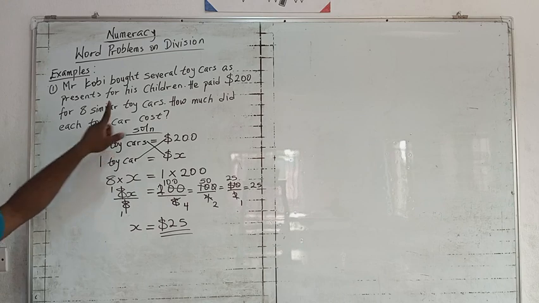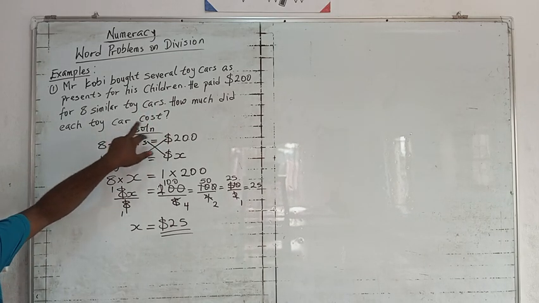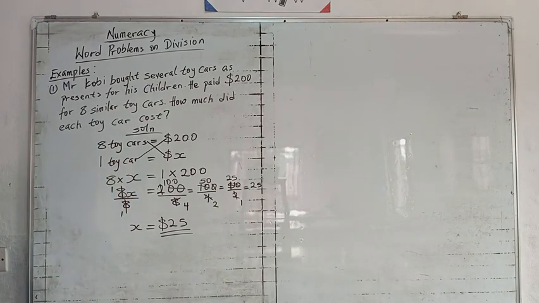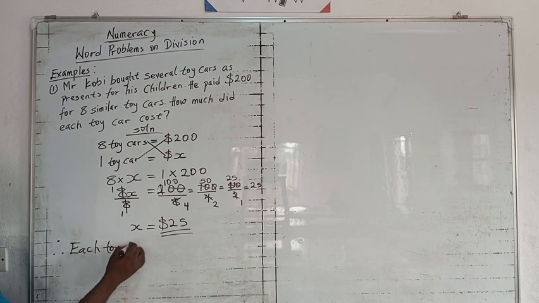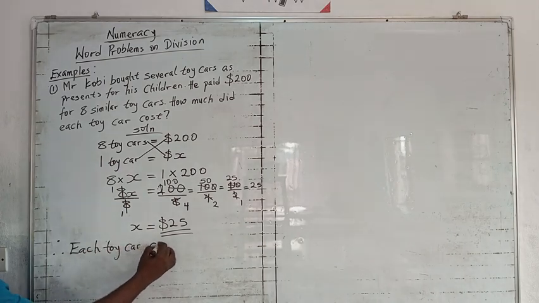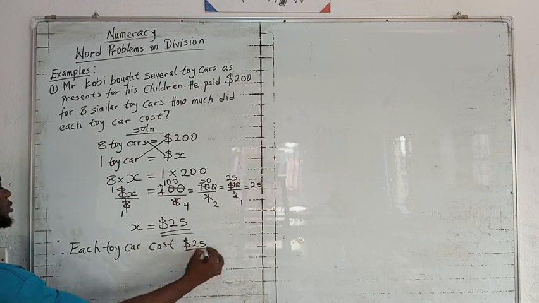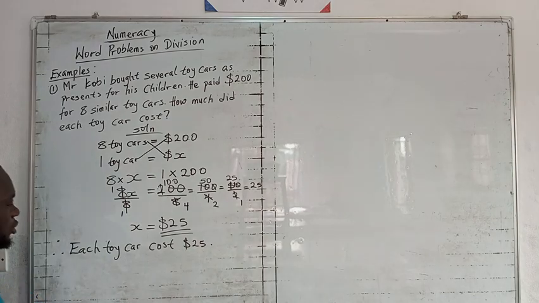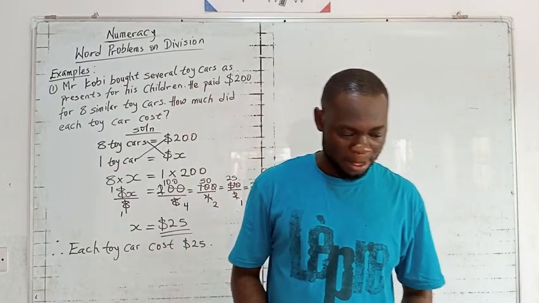Okay? So we can now say, therefore, one toy costs $25. Therefore, each toy car costs $25. Each toy car costs $25. Okay?